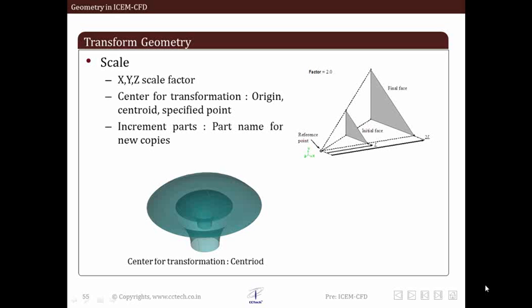Next operation is scale geometry. This option allows us to scale up or down geometrical entities in one or multiple directions. We have to provide scale factor and center of transformation, which can be either origin, centroid of geometry, or user selected. This option also has provision of making copies and increment part of selected geometries.